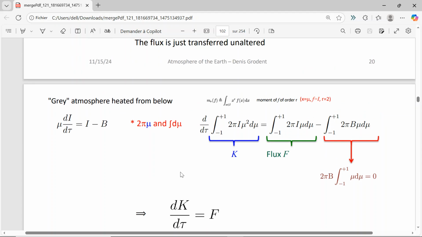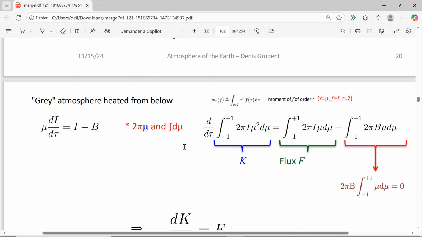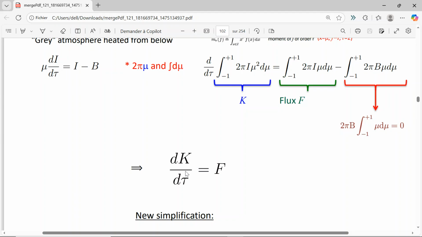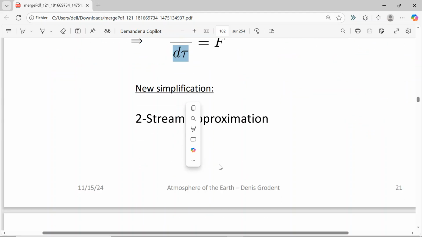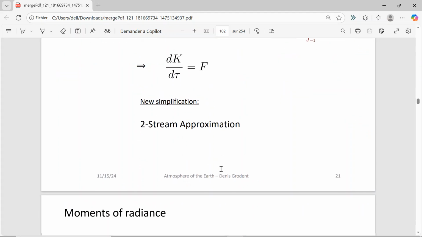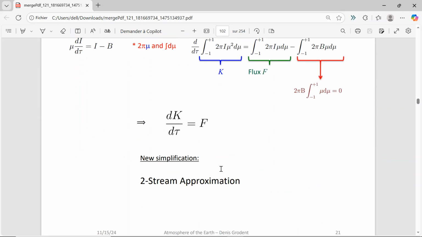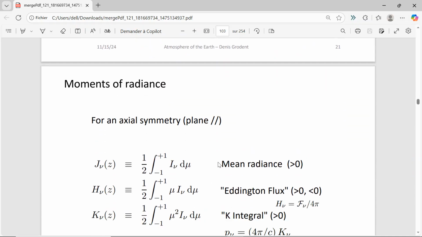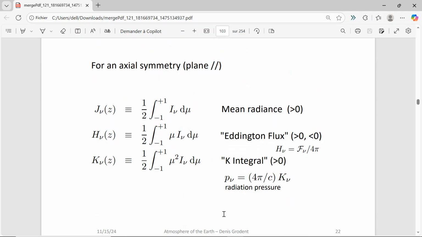So we can integrate again here, but by multiplying by 2 pi mu. This is the second moment that we take right here, and we see this has the unit of a pressure. The variation of pressure with the optical depth is equal to the flux. However, in order to be able to find the intensity of the radiation with respect to the optical depth, we need to introduce a two-stream approximation. We'll talk about it later on.